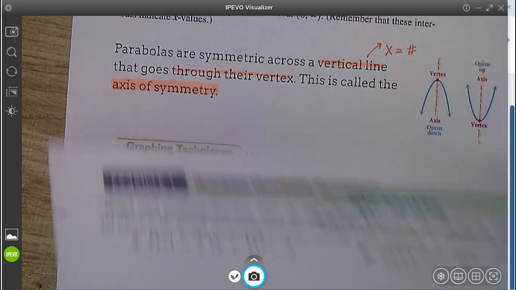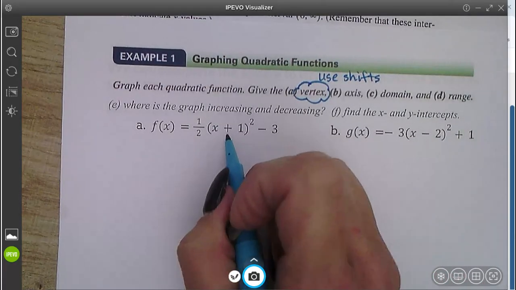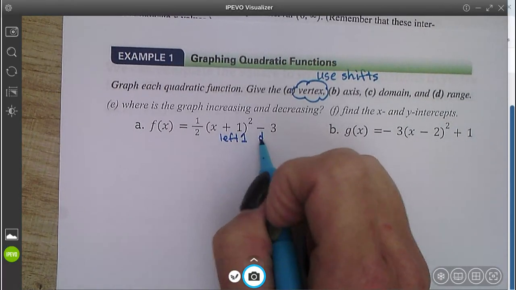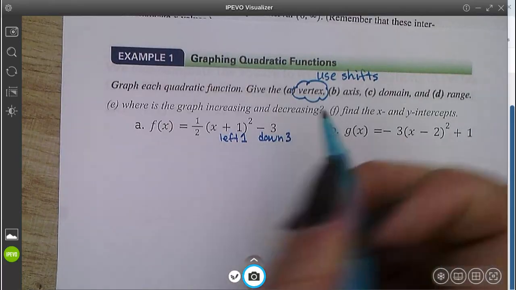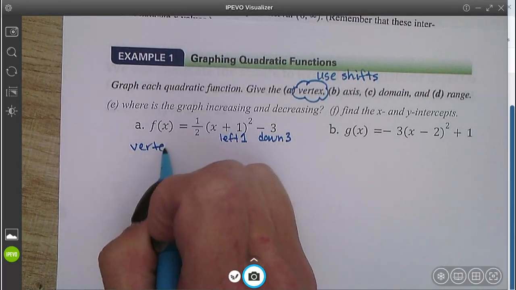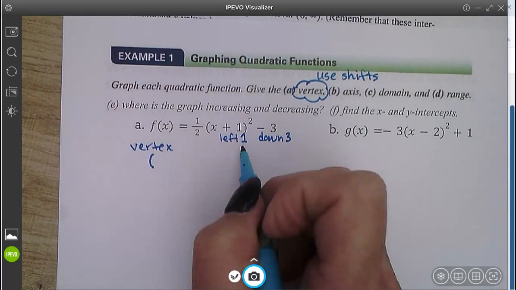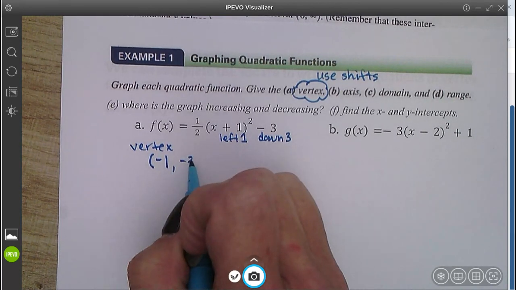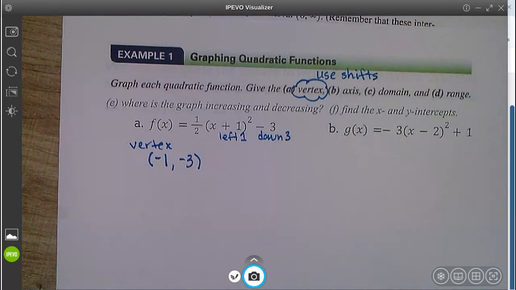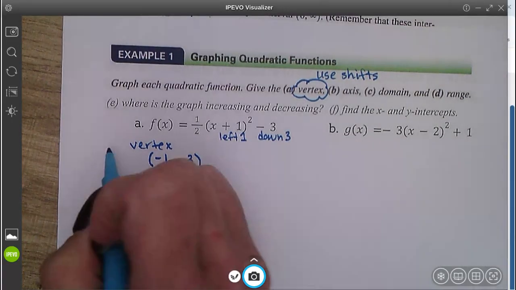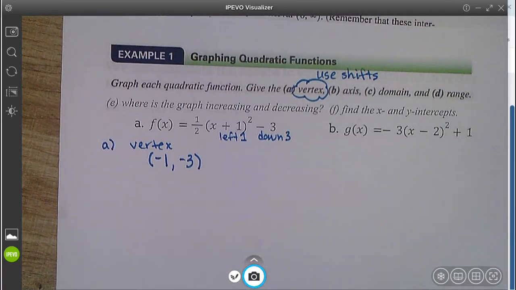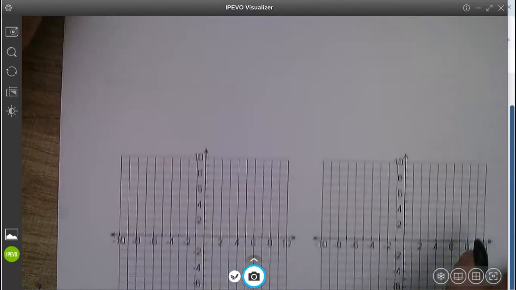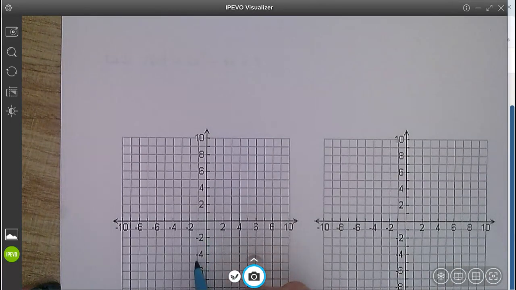That's vertex form. So let's talk about the shifts. This is a shift left 1 and this is a shift down 3. So the vertex is going to be at normally (0, 0), but left 1 goes to -1, down 3 goes to -3. So our vertex is at (-1, -3). That's A. I'm going to go ahead and put that on the graph. (-1, -3).